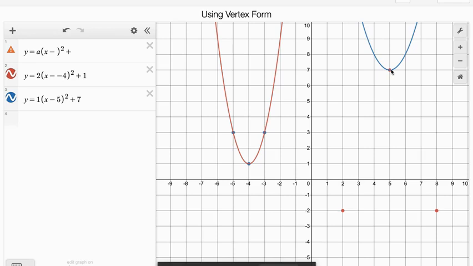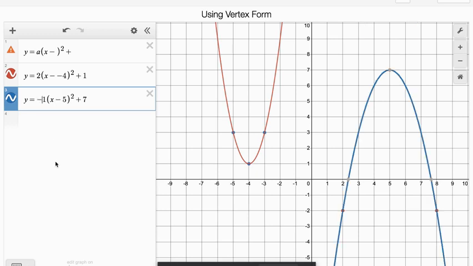The problem is, clearly it's upside down. So as noted before, the a value can flip. If I make it a negative, there I go. I've got a flipped parabola that goes through the proper vertex. And I don't need to change the 1 anymore because it's already going through these. All right, so that is vertex form for us.